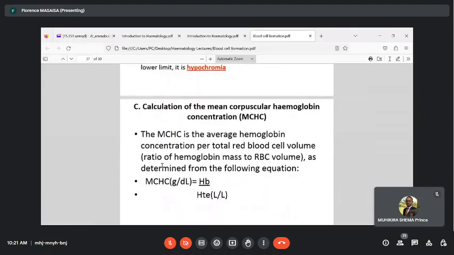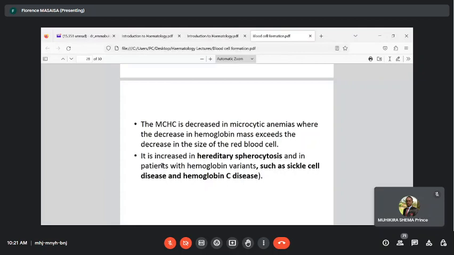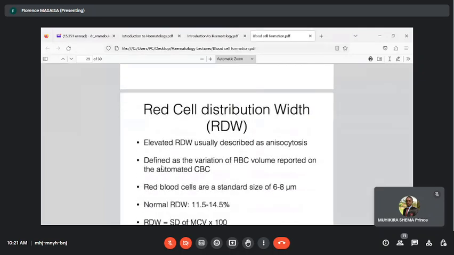So MCHC, which is the mean corpuscular hemoglobin concentration, is the average concentration of hemoglobin per total red blood cells. MCH was hemoglobin per each cell, but now it is by total red blood cells. This one also helps you to know the concentration of hemoglobin.